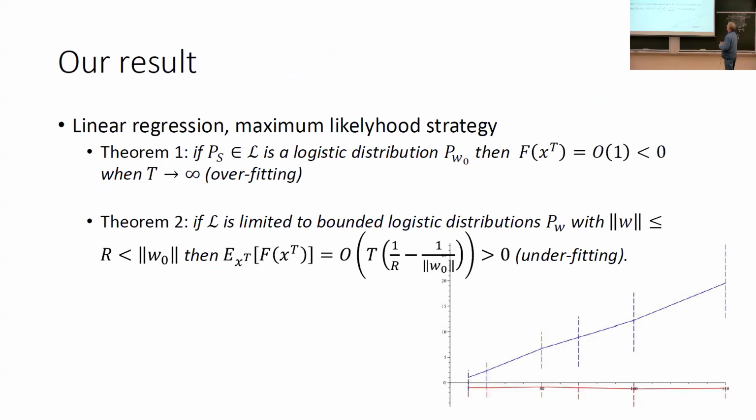There are two theorems. But since it's ongoing work, you can say theorem or conjecture, depending on whether we are confident in the proof or not. First, a theorem with logistic: if the source model is a logistic distribution, and we are in the maximum likelihood strategy, then the average fitting index is finite, and in fact we can compute its value.